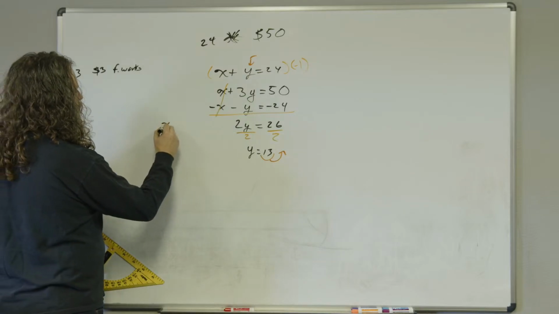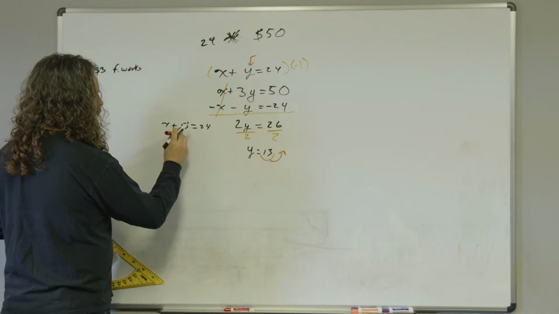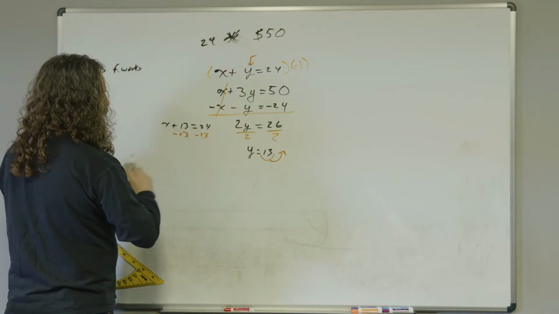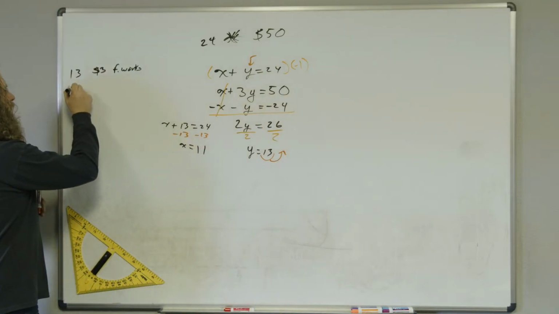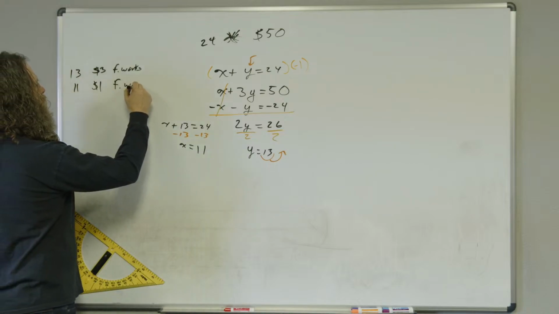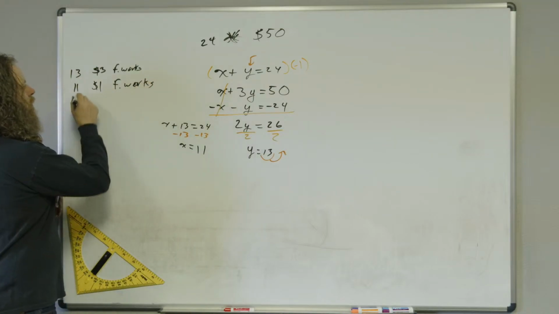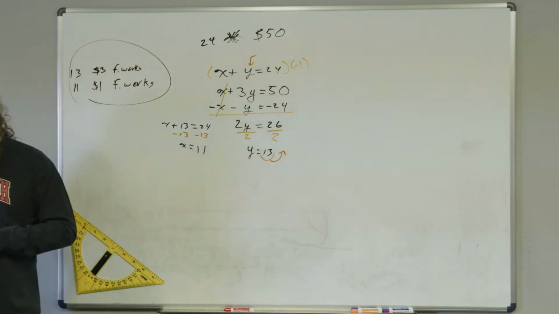So then x plus 13 equals 24. Subtract the 13, and we end up with x equals 11. So there were 11 $1 fireworks. Great. Easy peasy lemon squeezy.